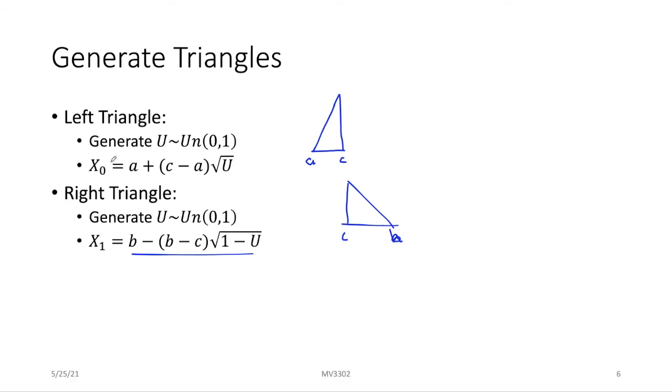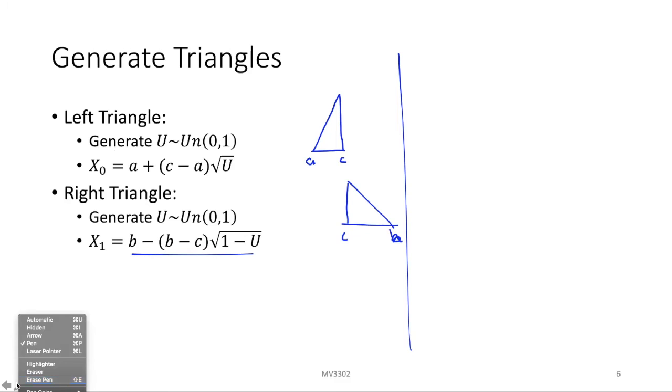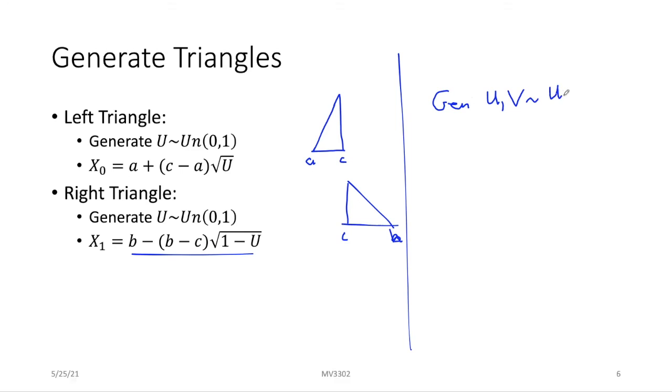Oh, what happened to the slide that had the method? So I guess I better do that. All right, so here's our method. We want to generate U and V, two of them, independent, uniform 0, 1. There's a missing slide that lists this, so I'll add it and upload it.